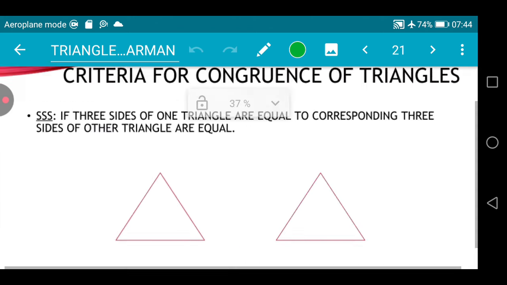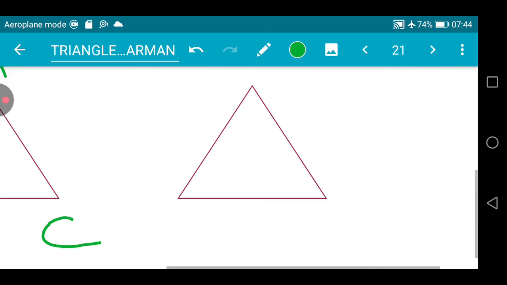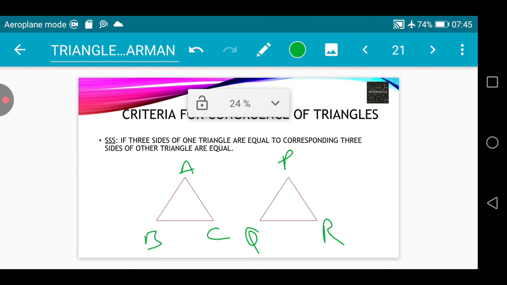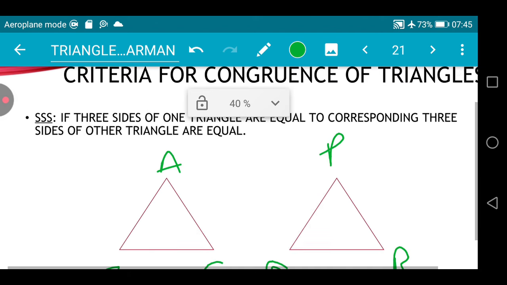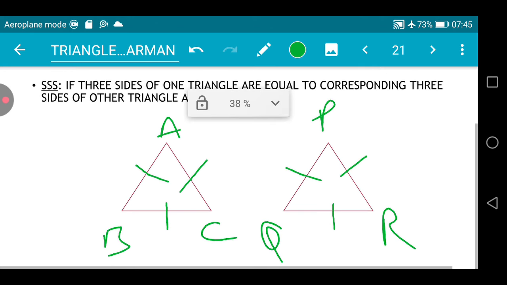Now next criteria, side. I made the sides A, B, C, P, Q, R. If three sides of one triangle are equal to the corresponding sides of the other triangle, then AB equals PQ, AC equals PR, and BC equals QR. So this criteria will be used as the side criteria. Triangle ABC is congruent to triangle PQR if AB equals PQ, AC equals PR, BC equals QR by side.